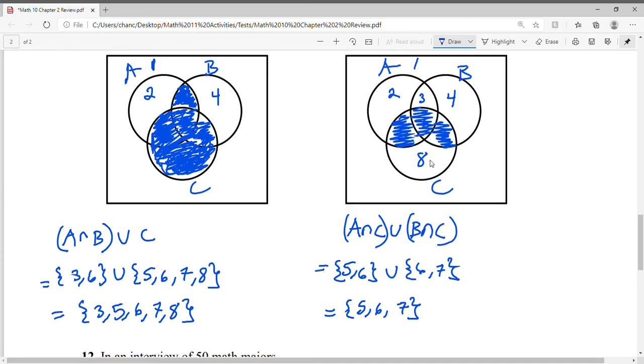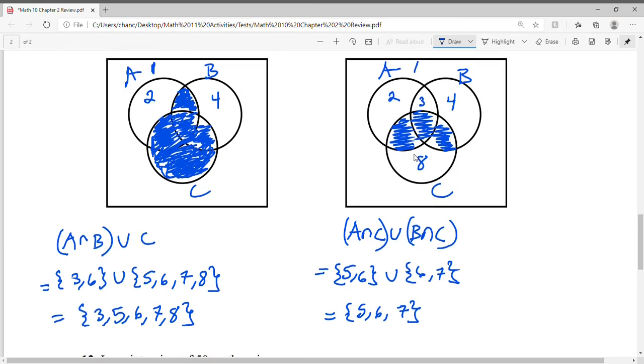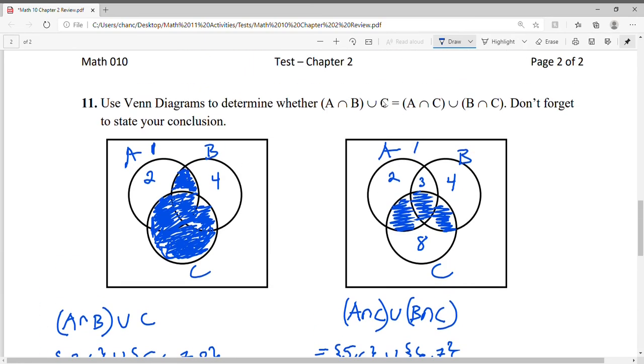And so if you look at the pictures, they're different. They're clearly different. So let's state our conclusion. We have that A intersect B union C is not equal to A intersect C union B intersect C. So these are not equal.